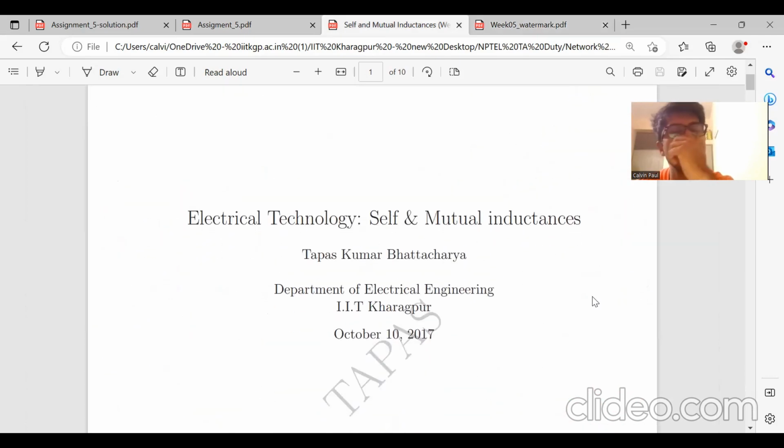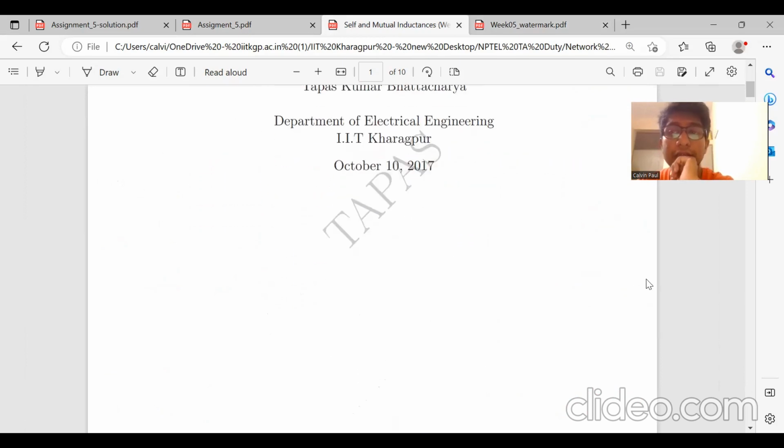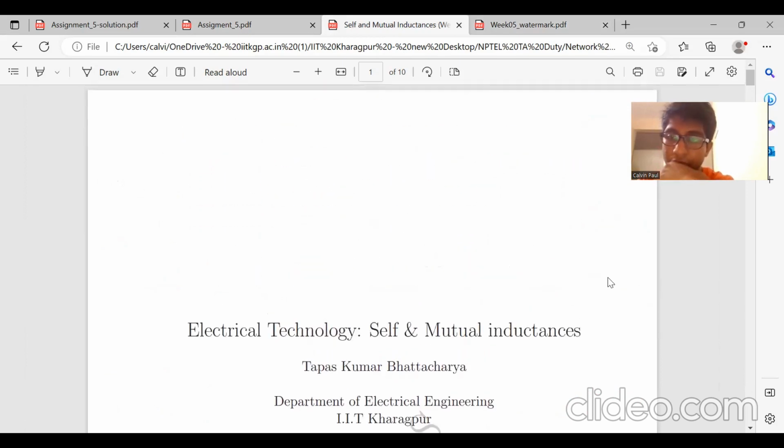Okay, so we will start proceeding with learning for week 5. This is the doubt clearing session for week 5, where we will be considering the concept of inductances, like when there is coupling between two coils, two inductors, what happens, how to consider their effect in the circuit, and how to proceed with solving various networks.